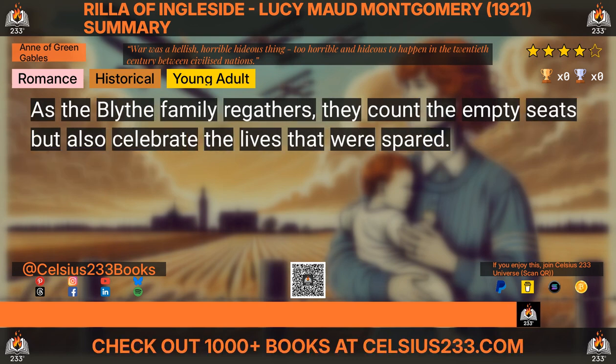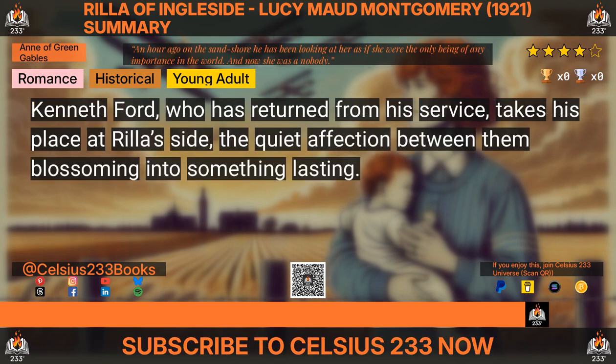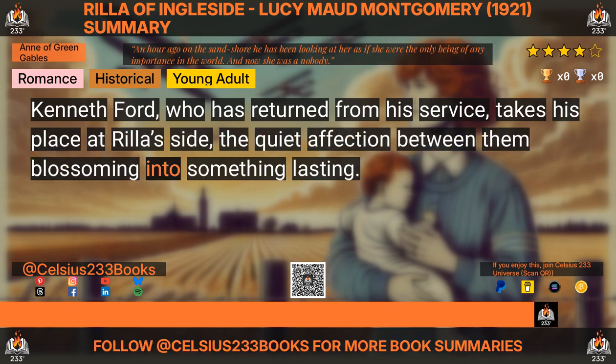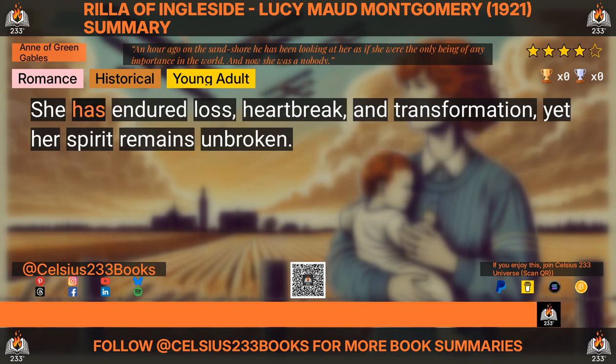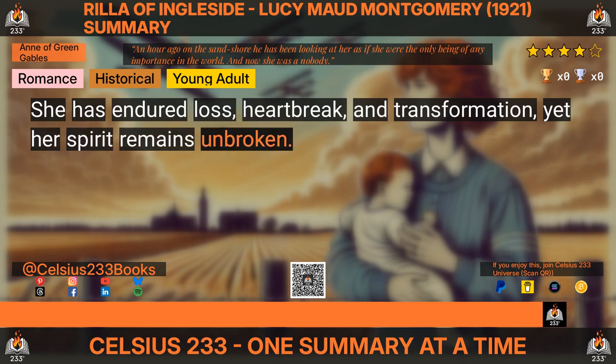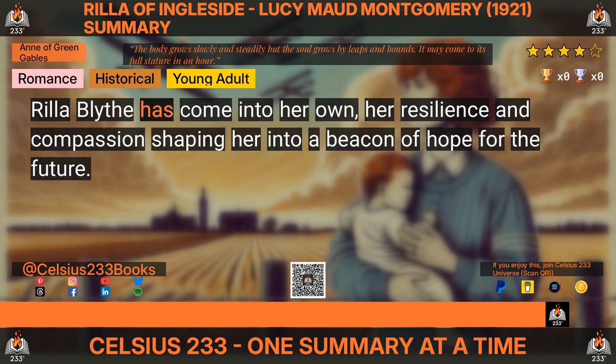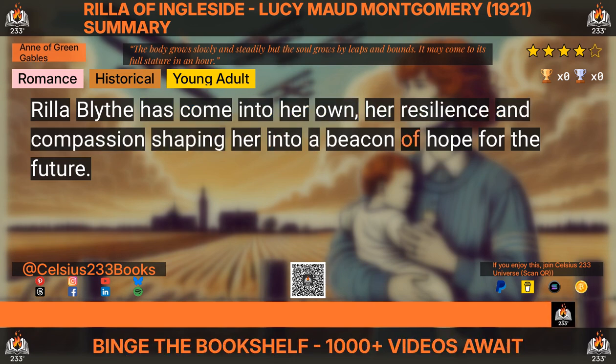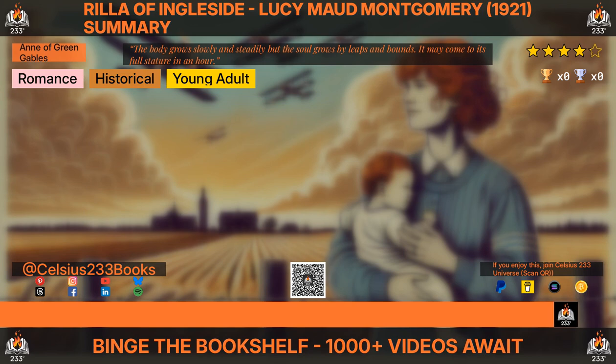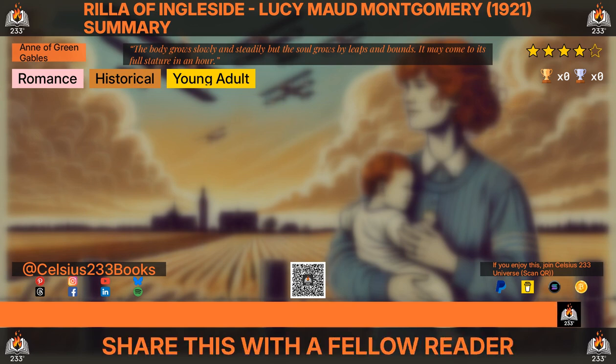has become. As the Blythe family regathers, they count the empty seats but also celebrate the lives that were spared. Kenneth Ford, who has returned from his service, takes his place at Rilla's side, the quiet affection between them blossoming into something lasting. She has endured loss, heartbreak, and transformation, yet her spirit remains unbroken. Rilla Blythe has come into her own, her resilience and compassion shaping her into a beacon of hope for the future. This was just one chapter in Anne of Green Gables series.